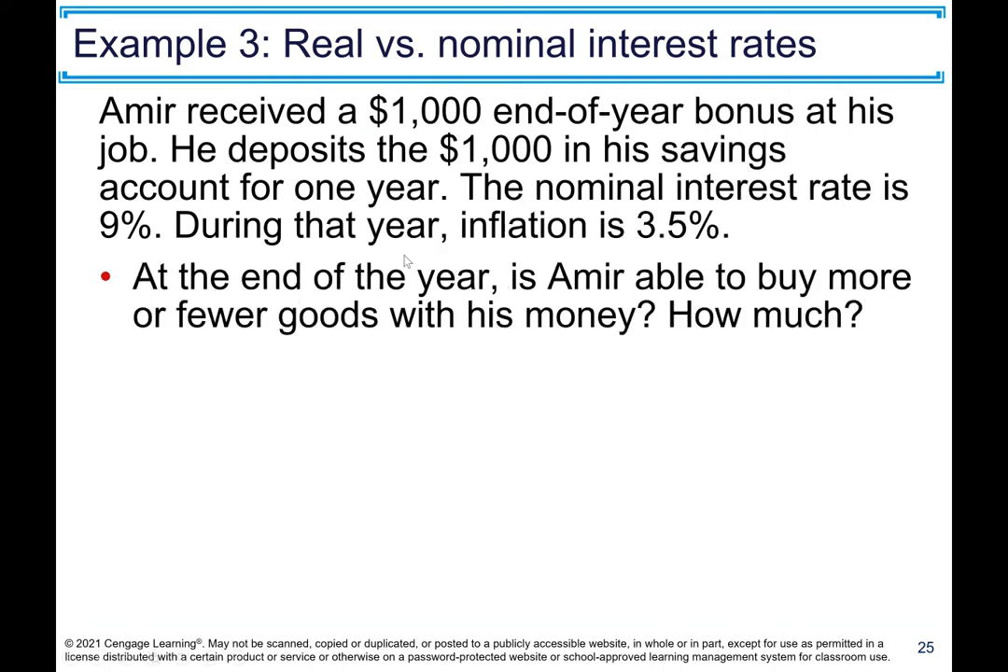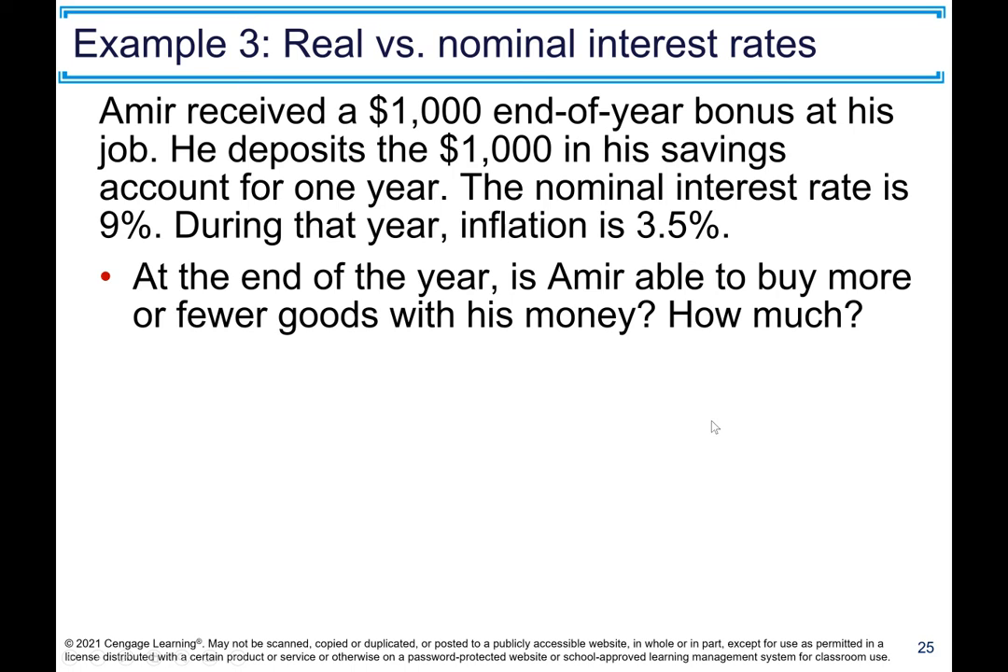Example 3, real versus nominal interest rate. Amir received $1,000 end of year bonus at his job. He deposited the $1,000 in his savings account for 1 year. The nominal interest rate is 9%. During that year, inflation is 3.5%. At the end of the year, is Amir able to buy more or fewer goods with his money?